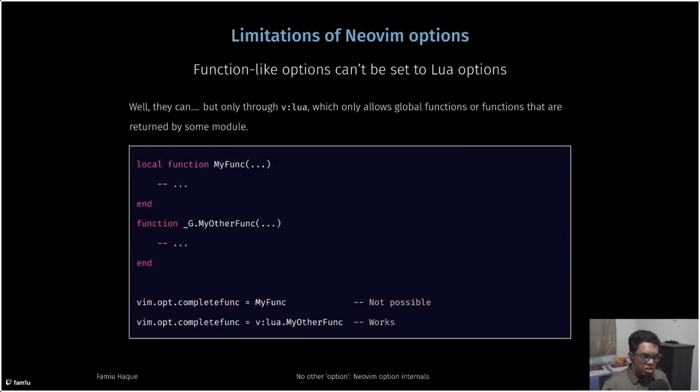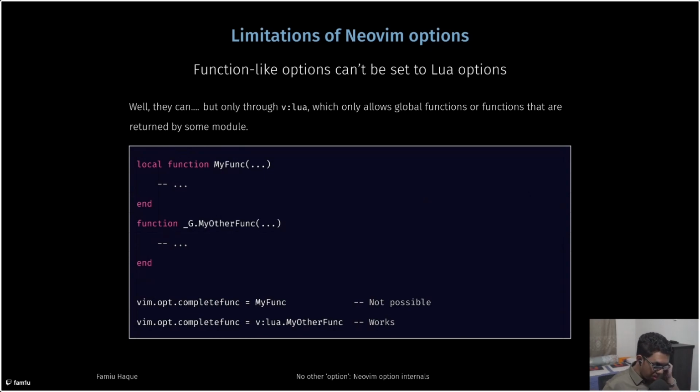I said I was going to talk about function-like options, so here it is. Function-like options can be set from Lua, but only through vim.v.lua. If you have used v:lua before, you know it only allows global functions or functions returned by some module. So you can't just use a local function with it.